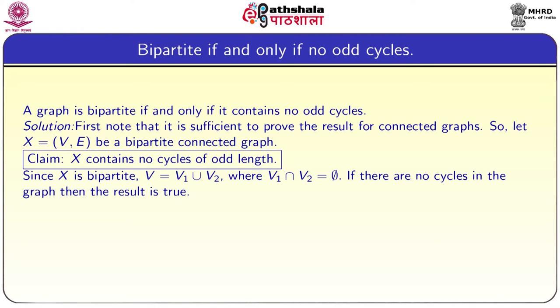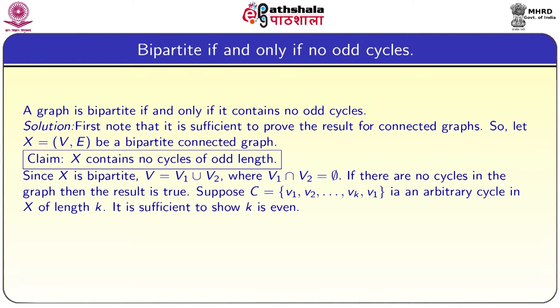Since X is bipartite, V is equal to V1 union V2, where V1 intersection V2 is empty. If there are no cycles in the graph, then the result is clearly true. Suppose C = v1, v2, and so on, vk, v1 is an arbitrary cycle in X of length k. It is sufficient to show that k is even. So it is a cycle and its length is k, so we need to show that k is even.